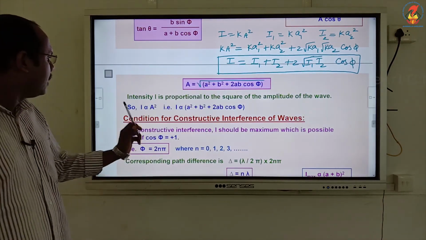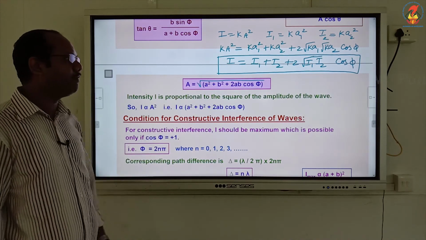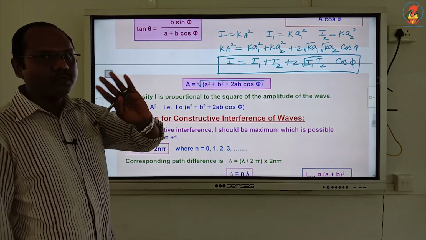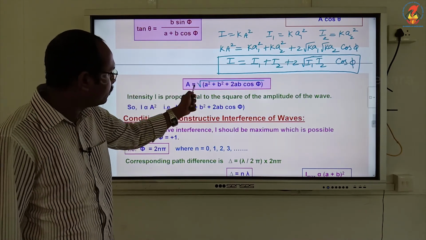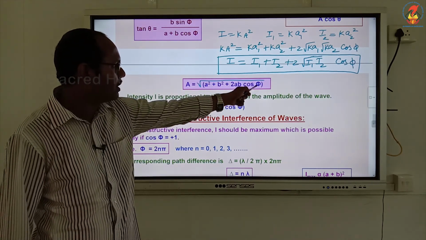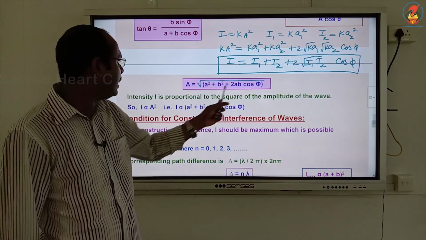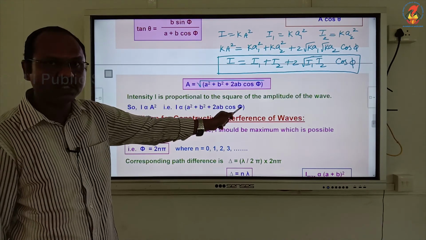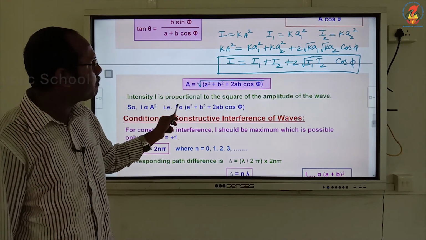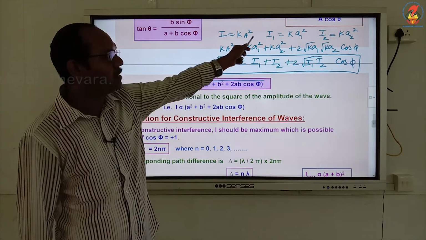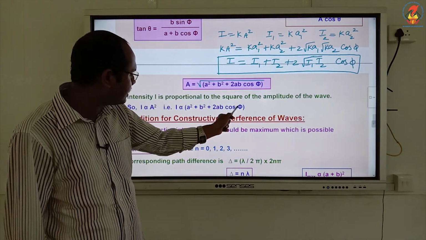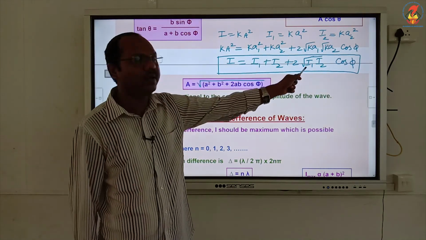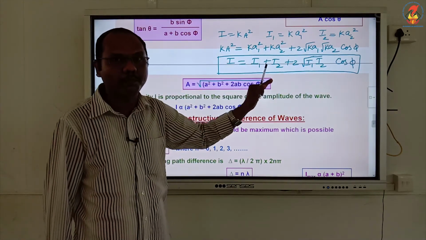Okay. Now, the condition for constructive interference and destructive interference. First, I will tell you how to copy. First you write a equal to root of a square plus b square plus 2ab cos phi, then I proportional to a square plus b square plus 2ab cos phi, and instead of removing the proportionality sign we will put the value of k. So after writing this, instead of a square and b square, you will write like this, and finally you will get this expression. Okay, that is how you should copy.